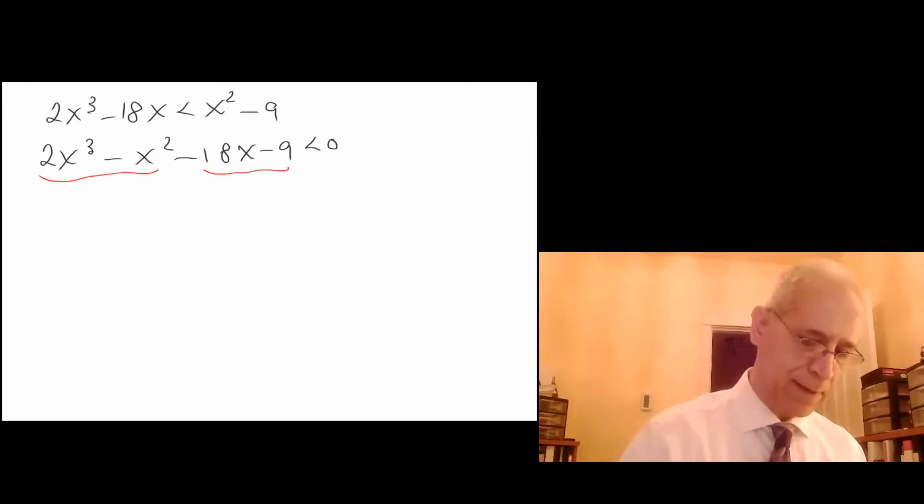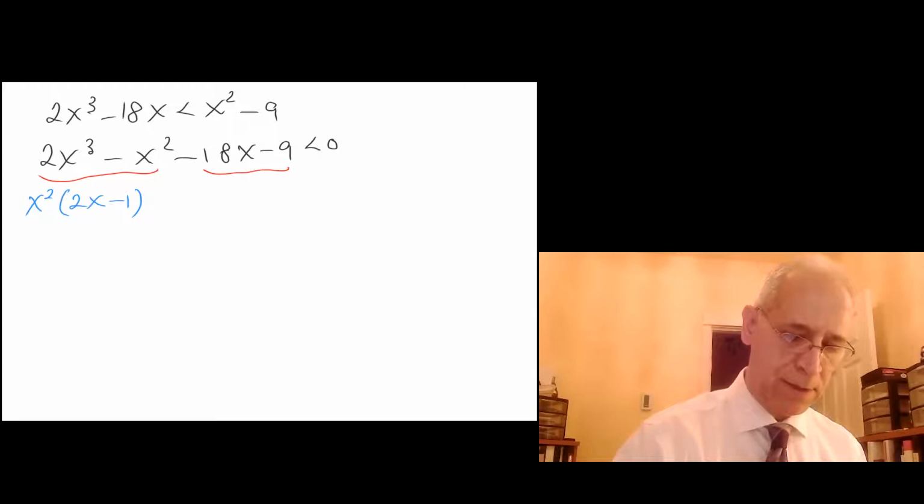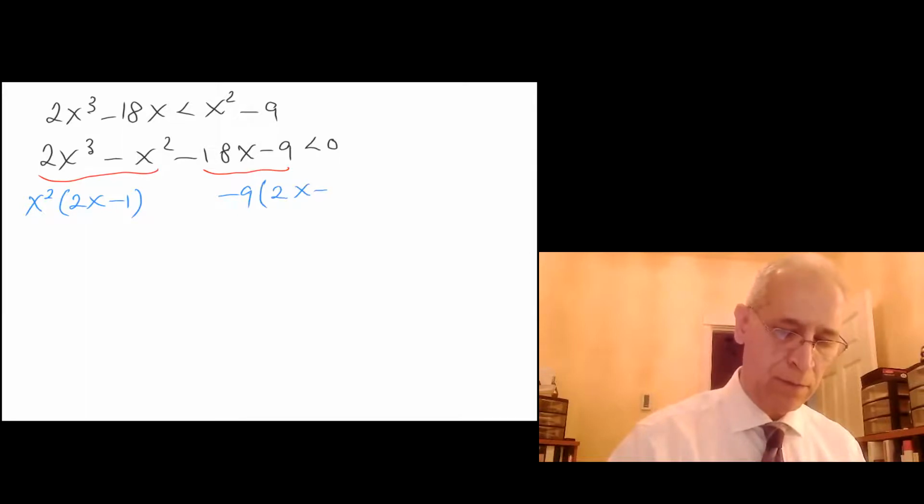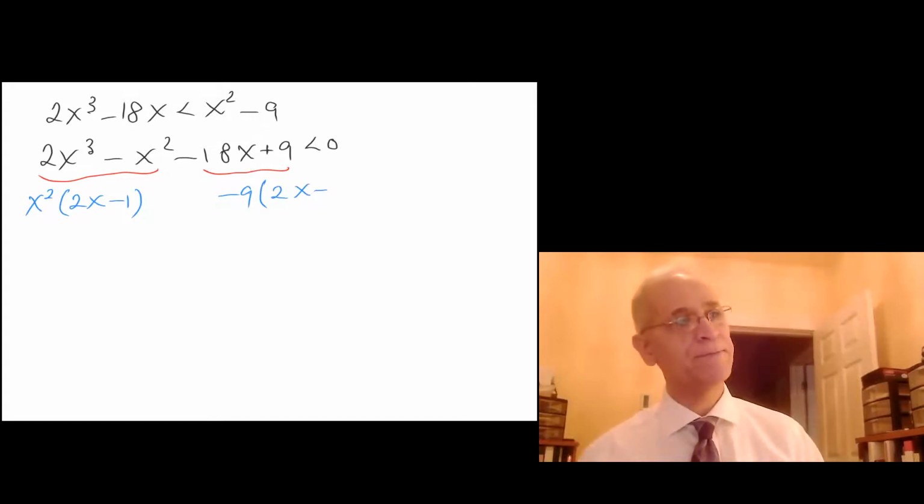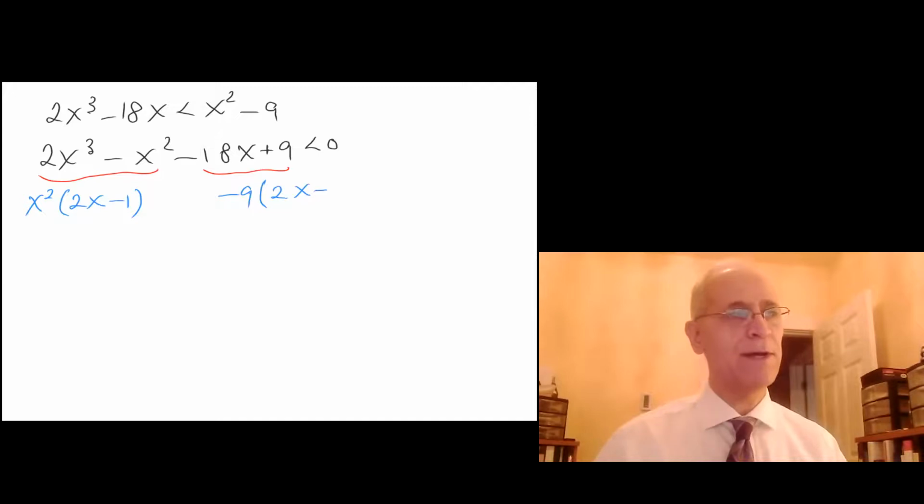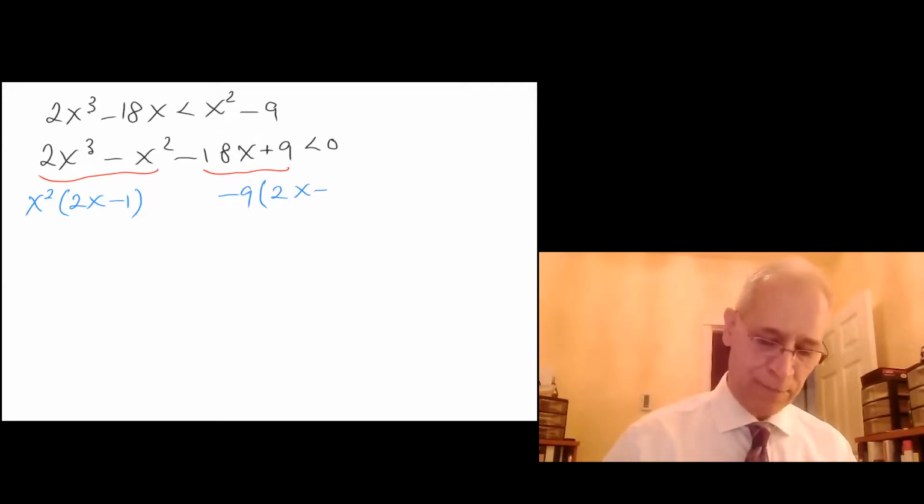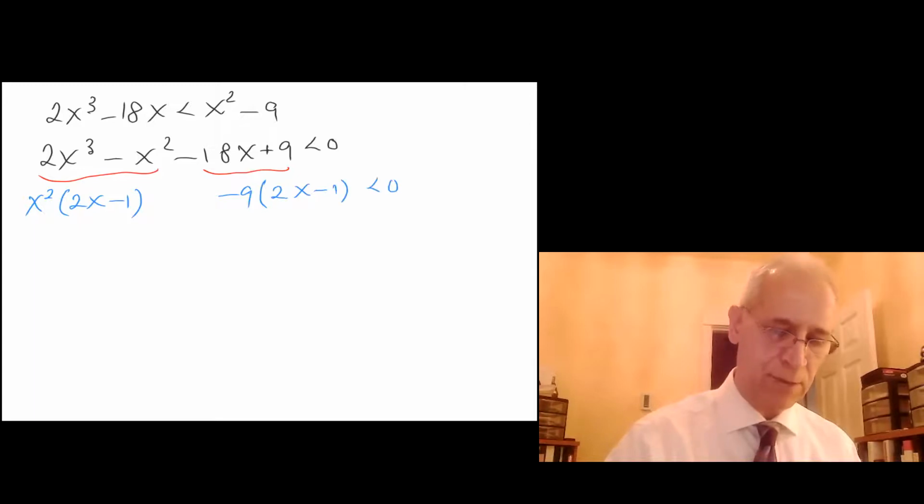And I'm going to factor out from the left group x squared. So I have 2x minus 1. On this second group, if I pull out a negative 1, then I get 2x minus 1. Look at this: taking it to the left-hand side, it is positive. I have to be careful with that. Adding 9 to both sides gave me positive 9. So I have 2x minus 1 in here, smaller than 0. So these two are identical.